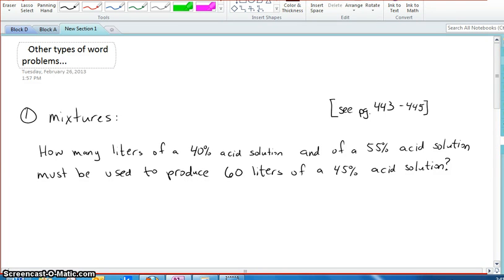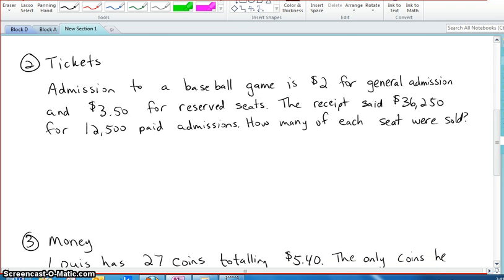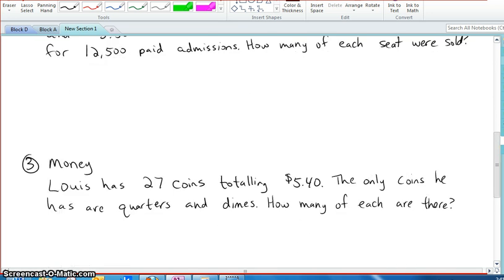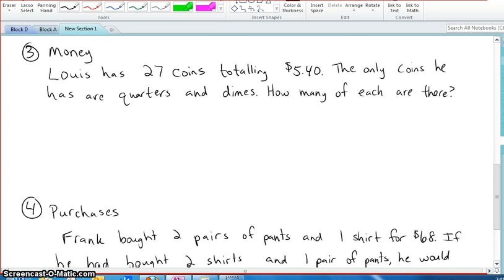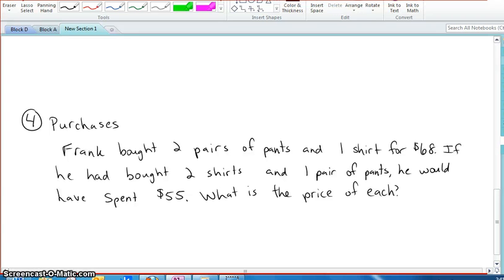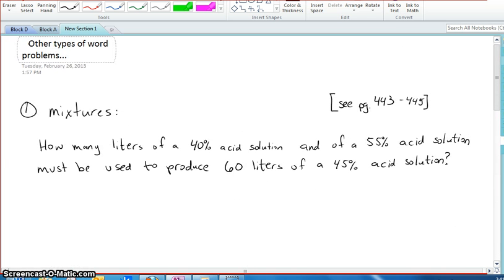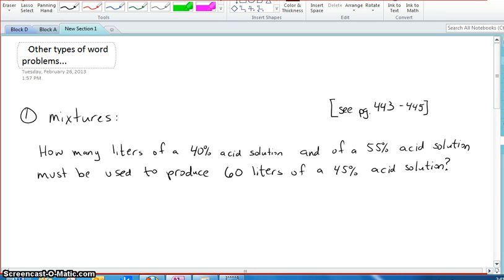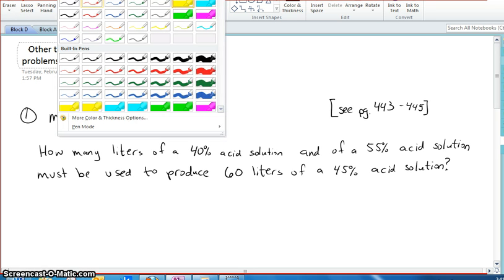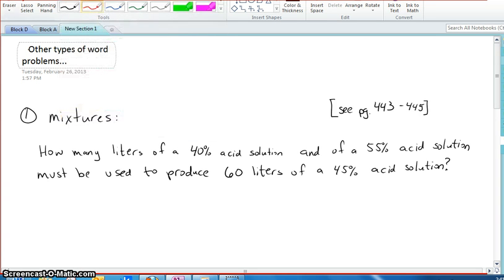Along with investment problems, we've also talked about some other problems, such as mixtures, problems with tickets, where you're buying tickets to some event, problems with money, and problems when you're buying stuff, like 5 hamburgers and 3 orders of french fries, or maybe you're buying, in this case, pants and shirts. So let's look back at these and make sure you have an understanding. If you're still struggling with the investments, you should watch the investment video, not this video.